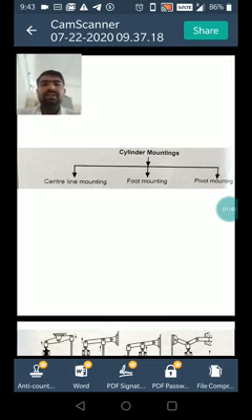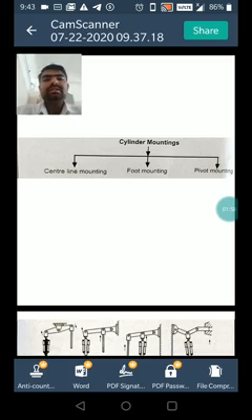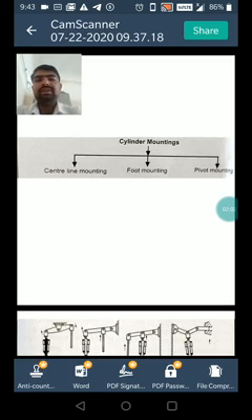In this mounting, the cylinder is supported along the center line. The mounting bolts are subjected to shear or simple stress. This mounting needs accurate alignment. This alignment is not tolerable.